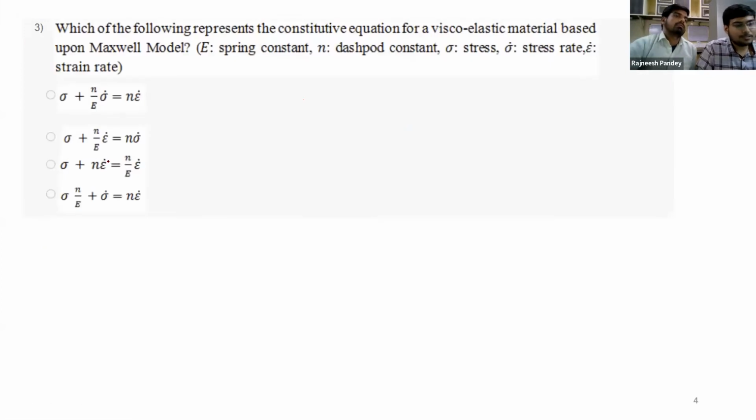Now let us move to the next question. The statement says: which of the following represents the constitutive equation for a viscoelastic material based upon the Maxwell model. So let us first draw the schematic of the Maxwell model. A Maxwell model is basically a model for viscoelasticity where a spring element is attached with a dashpot element in series. So it will be like this.